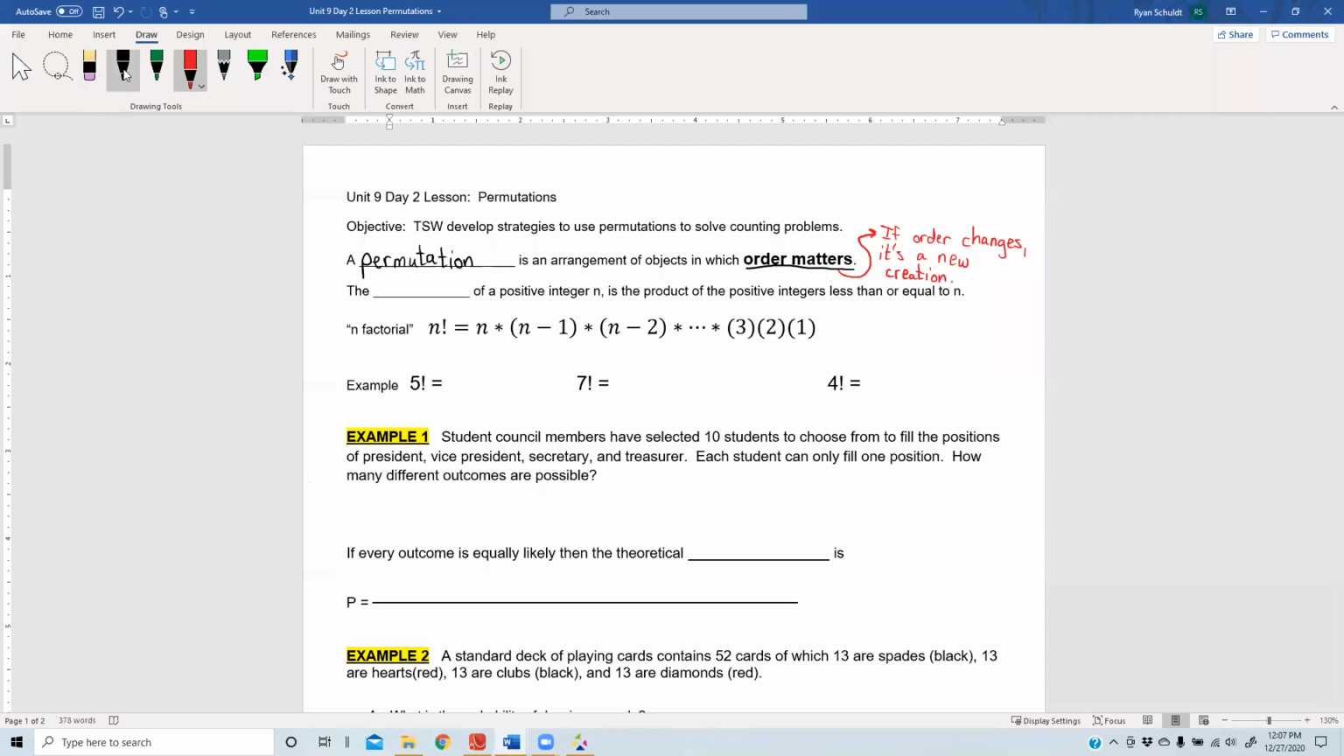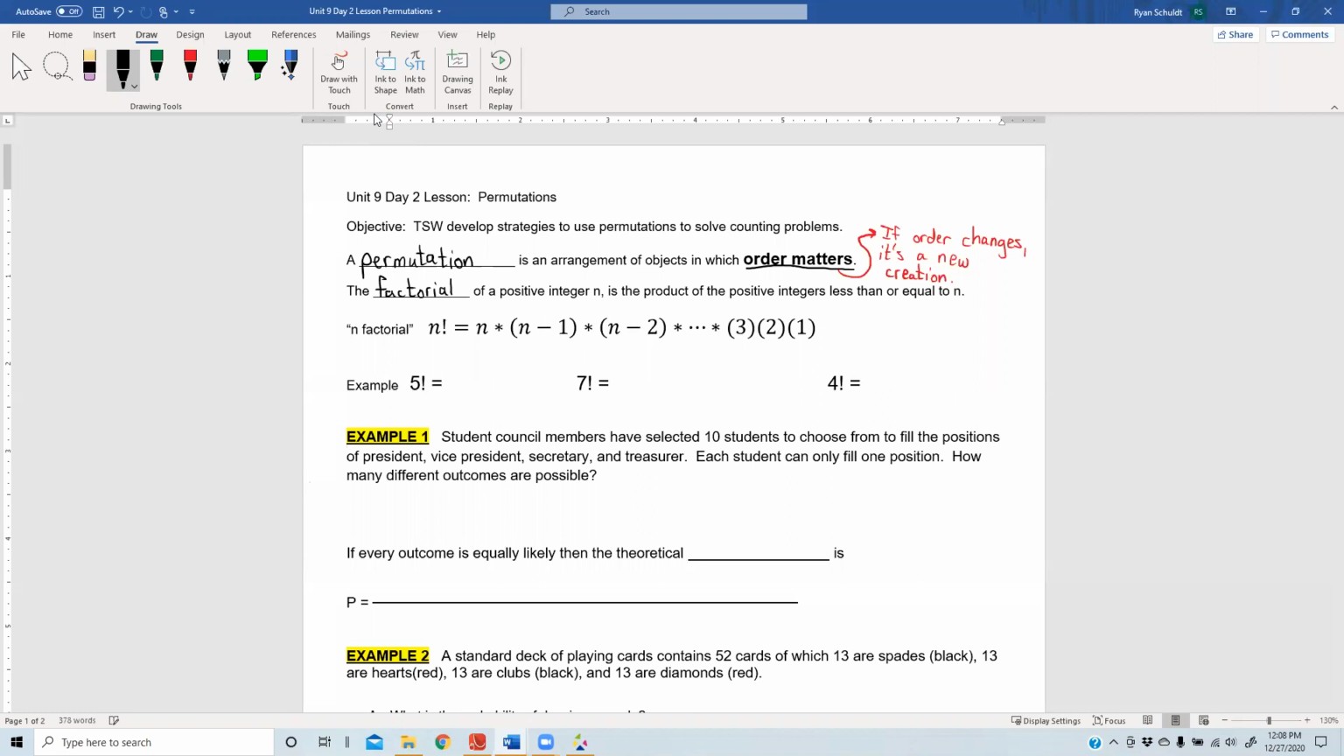The factorial of a positive integer n is the product of the positive integers less than or equal to n. And we read this, we don't say n exclamation point. No, it's n factorial. This is the technical definition that you see on the screen, n times n minus 1 and so on. The easiest way to understand it is to look at an example.